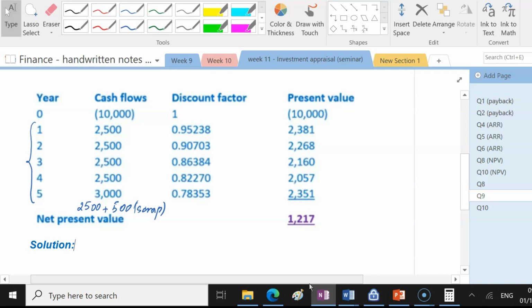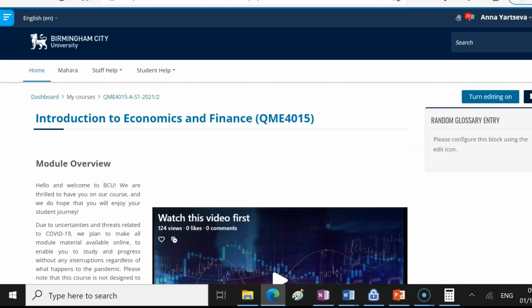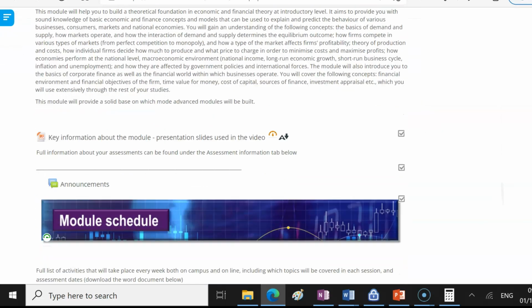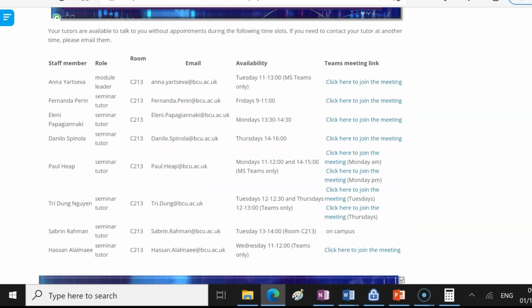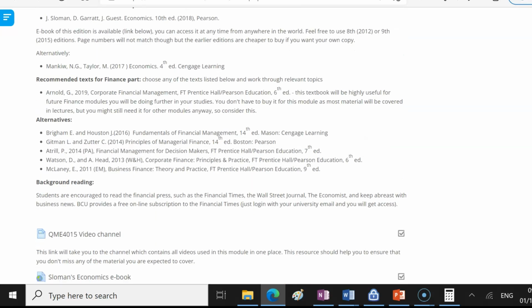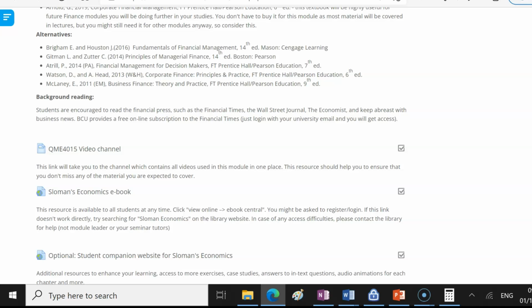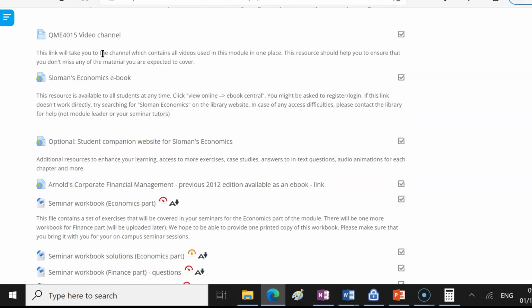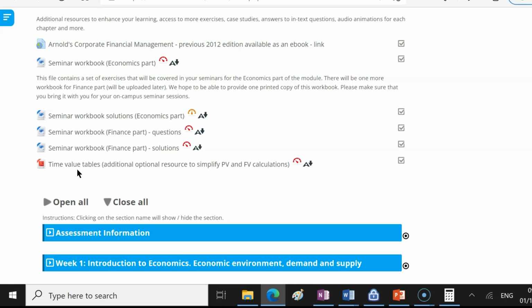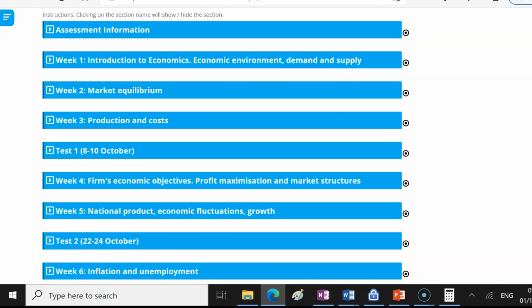Let me show you where you can find them in your module. We've practiced doing them in our previous seminar, and I've placed them in various places in Moodle. This is where you can find them. So if you go to Moodle, where the resources, textbooks and other resources are located, so this particular section, textbooks, recommended text for both economics and finance parts, video channel for our particular module, links to ebooks, seminar workbooks, and this is where I've placed time value tables. This is the first place where you can find them.